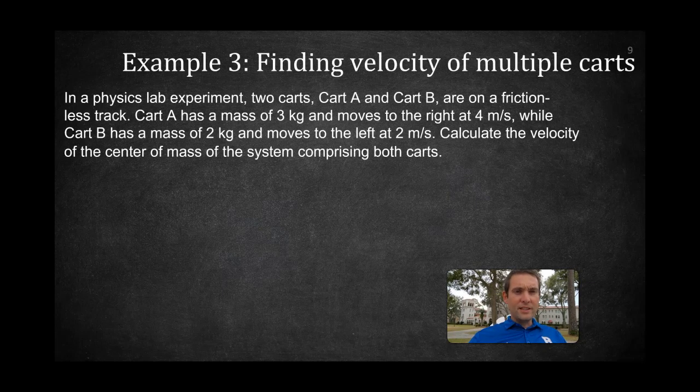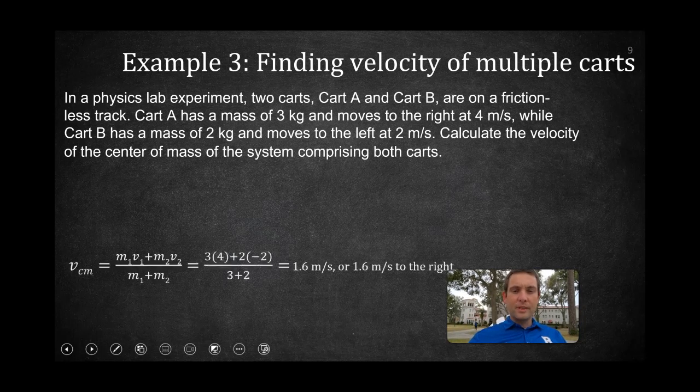Example 3. In a physics lab experiment, 2 carts A and B are on a frictionless track. A has a mass of 3 kilograms and moves to the right at 4 meters per second, while cart B has a mass of 2 kilograms and moves to the left at 2 meters per second. Calculate the velocity for the center of mass for the system comprising both carts. Another straightforward one. We're just going to use our velocity for center of mass equation, plug in our numbers. Don't forget that negative.